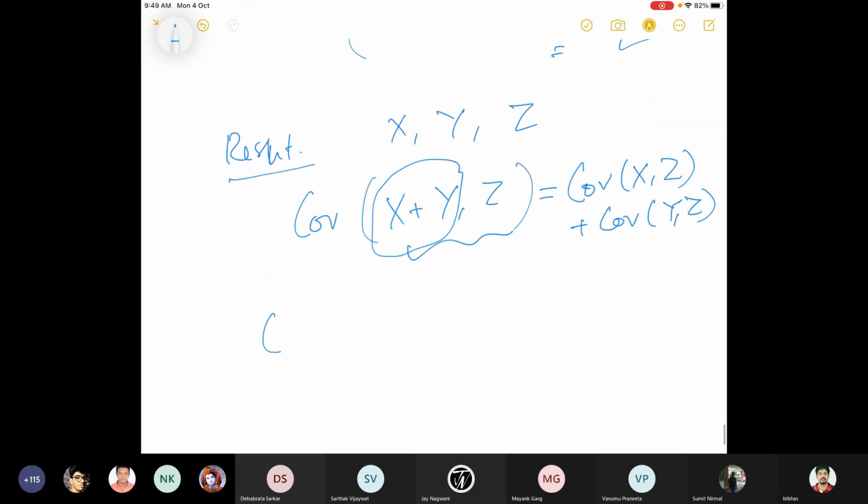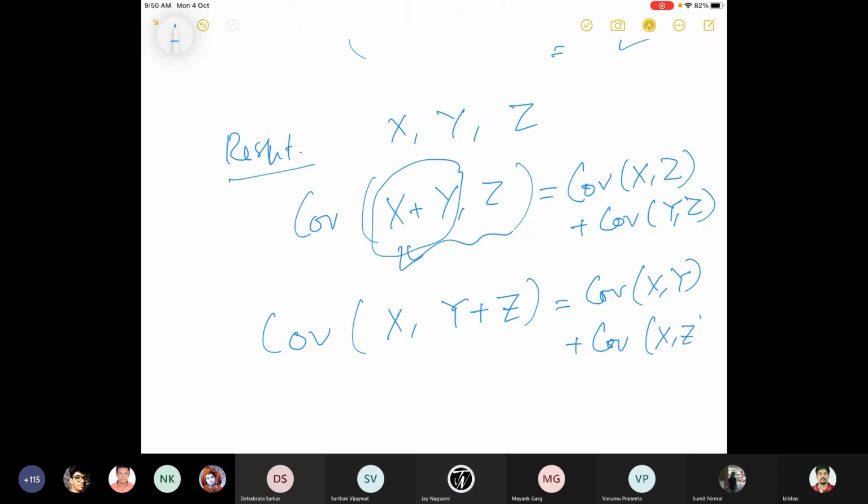And also, if the second component is a sum, so instead of x plus y it is y plus z, then this is the covariance of xy plus the covariance of xz. This you can also prove using a similar formula.